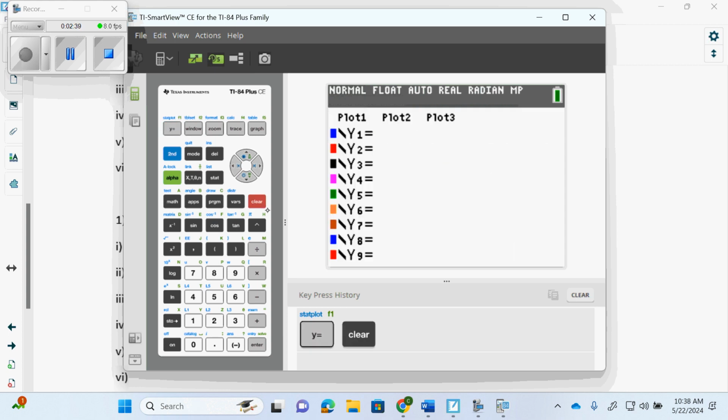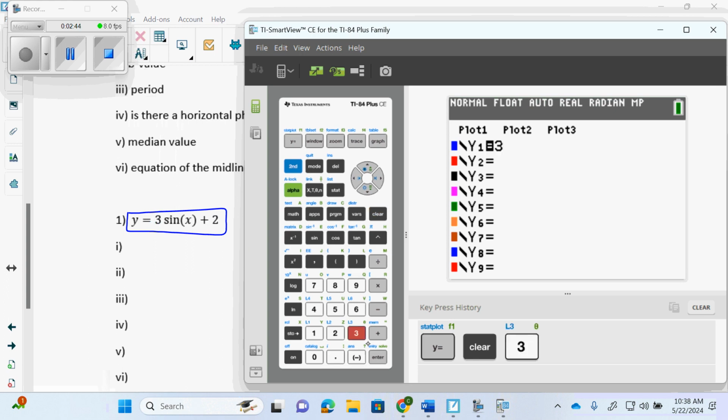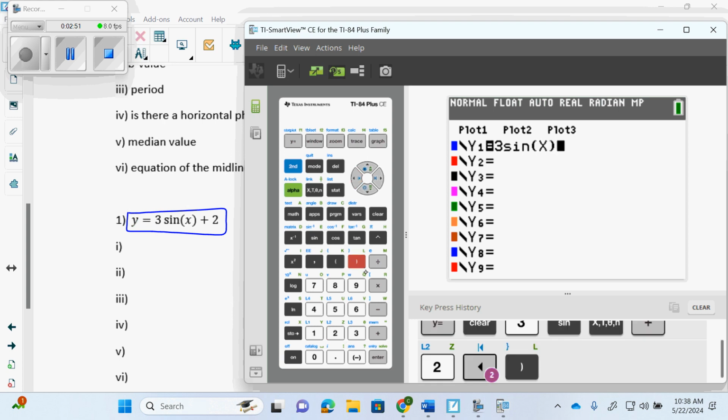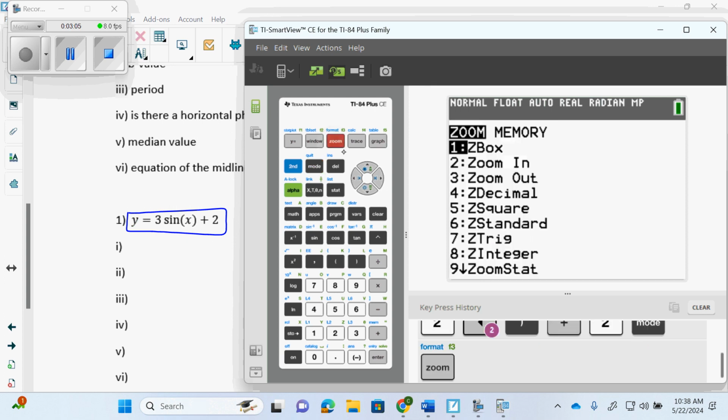Okay. So we have 3 sine x plus 2. And we make sure, close your bracket, sorry. And the mode we need to be in is radians. Now this is the thing. Your negative 10, 10, negative 10, 10 window sometimes doesn't work for this. So is everyone paying attention to me? Go zoom. Zoom 6 sets it back to that standard window, negative 10, 10, negative 10, 10 going up by 1, correct?